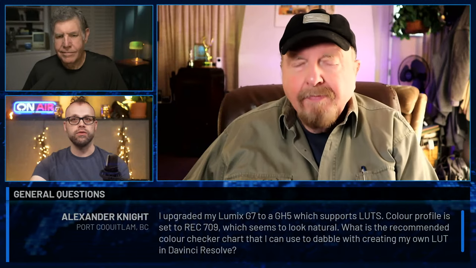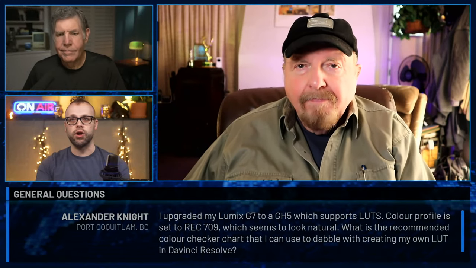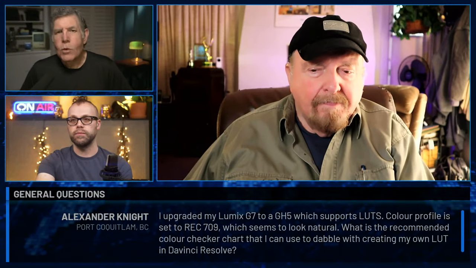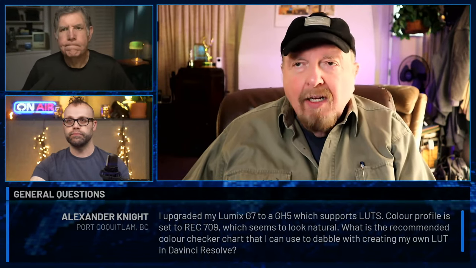I upgraded my Lumix G7 camera to a GH5, which supports LUTs. Color profile set to Rec 709, which seems to look natural. What is the recommended color checker chart that I can use to dabble with creating my own LUT in DaVinci Resolve? Courtney's going to help us out here. Courtney? Well, there's a couple.